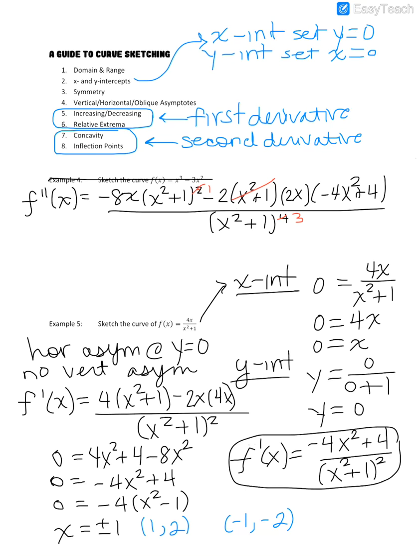All right, so I have my numerator, 0 equals, I'm going to distribute the negative 8x right now. So negative 8x cubed minus 8x. Okay, over here, what if I took this negative 2 and this 2x? So that's a negative 4x, okay? And now I'm going to distribute that into this parenthesis. Okay, this is gone. All right, so that's going to give me plus 16x cubed minus 16x.